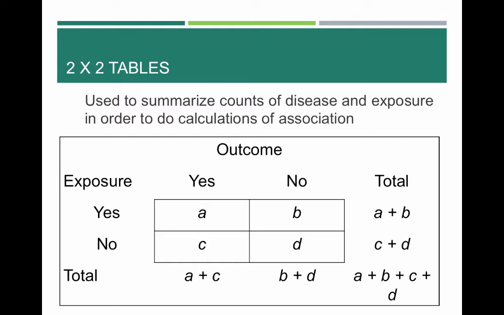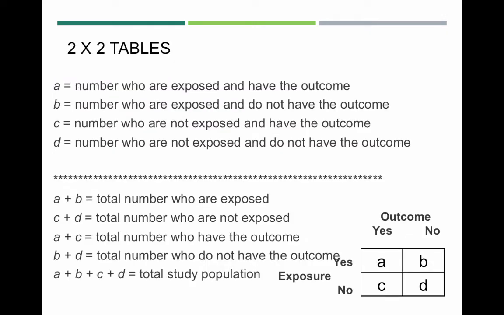Along one side of the table is always the exposure status. In this case, it's yes or no, but it could be more complex in terms of levels of association. And along the top of the table is the outcome status, yes or no. So in the previous table, or the table that you see in the bottom right-hand corner of the screen, cell A is the number who are exposed and have the outcome. Cell B is the number who are exposed and do not have the outcome. Cell C is the number who are not exposed but have the outcome. And D is the number who are not exposed and who do not have the outcome.